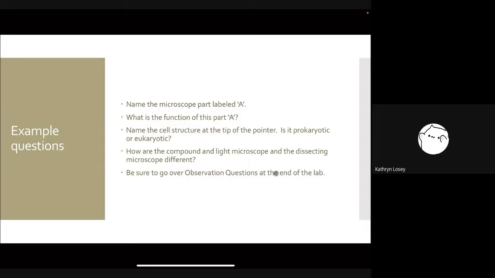One of the questions that I wanted to point out is number 3. How does change in the objective lens aid in your ability to see detail on a slide? It enhances the optics, obviously. It gives you more magnification, and it controls the light passing through the condenser.